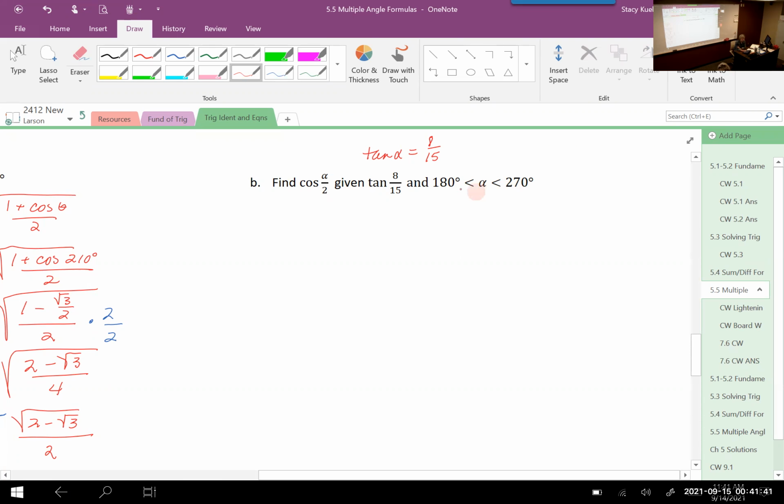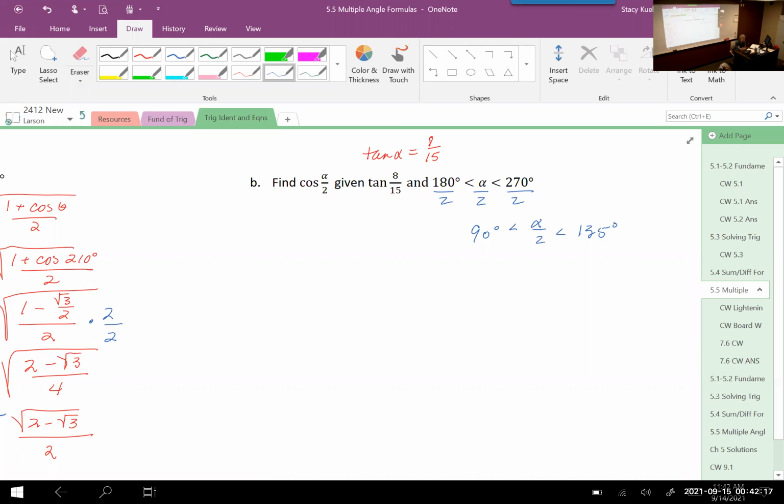I know where the full angle lies. I'm going to now determine where the half angle lies. So if I divide that angle by 2, I divide the restrictions by 2, and I find out that the half angle is between 90 and 135. Still in the second quadrant though, right? It still makes it in the second quadrant.